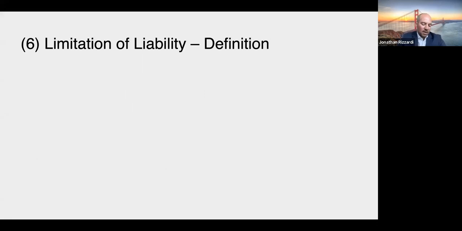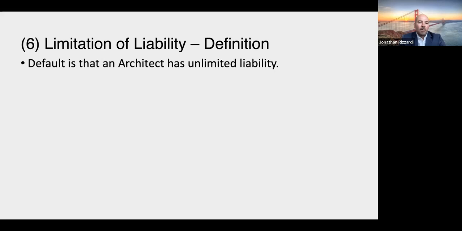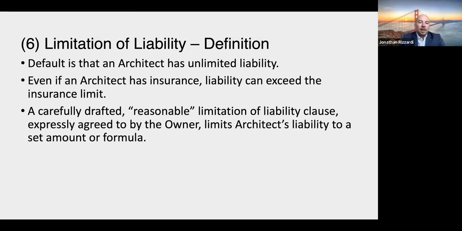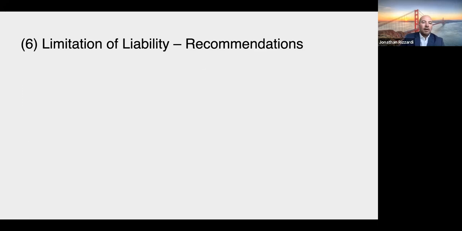So next topic, limitation of liability. This is a big one. Of course, the default is that an architect has unlimited liability. If he is insured, that's great, but liability can exceed insurance. So the architect needs a carefully drafted, reasonable limitation of liability clause. And we're going to talk a little bit about what that looks like.